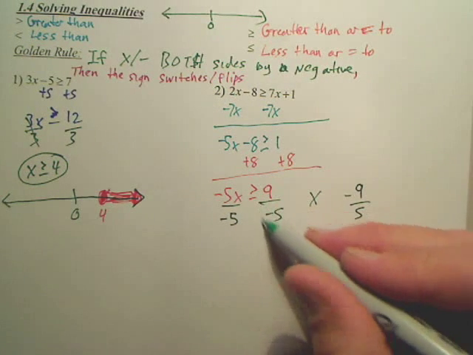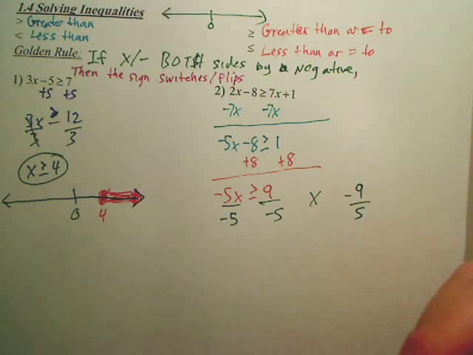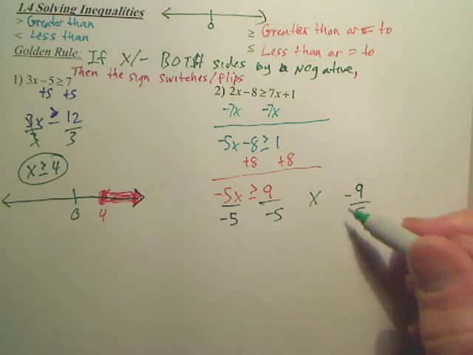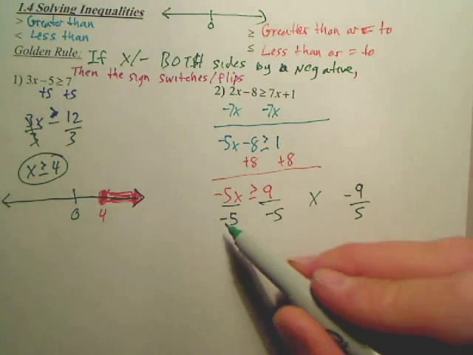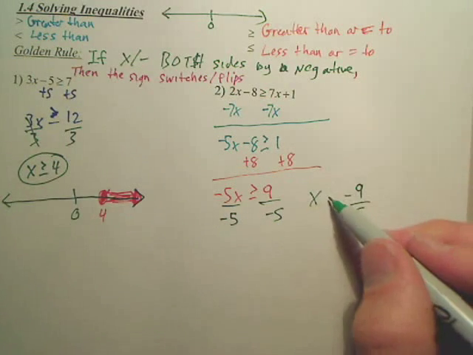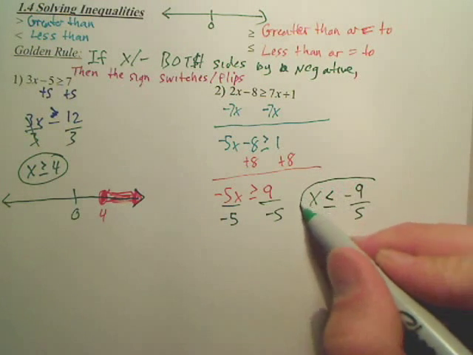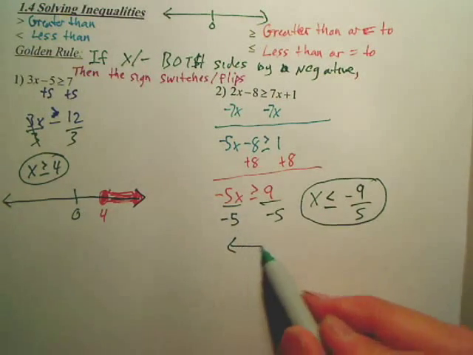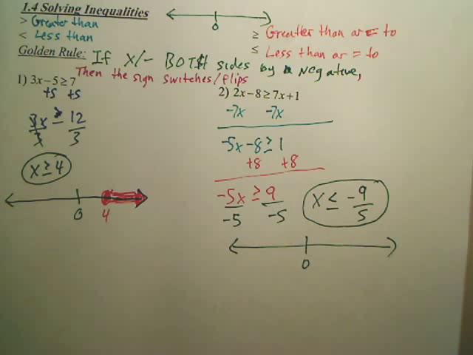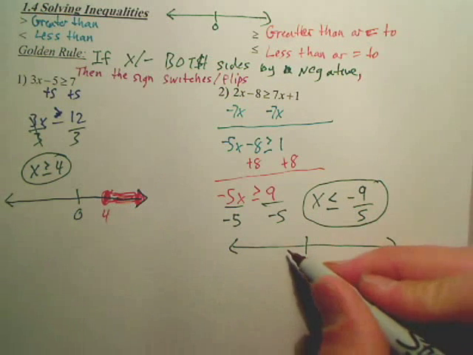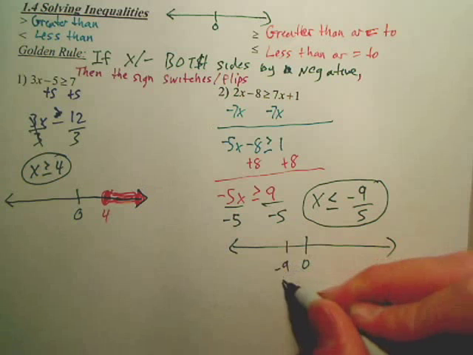Does it matter what side the negative's on? If one of them's negative, isn't the answer negative? Yeah. So that negative can be on top, bottom, or right in the middle, wherever you want. But did my sign flip? Yes. I divided both sides by negative. I did the golden rule. There's my answer. And then we're going to make a little graph of it. Negative 9/5 is negative 1.8. Don't worry about exactly where it is. Just put negative 9/5. You know it's on the negative side.